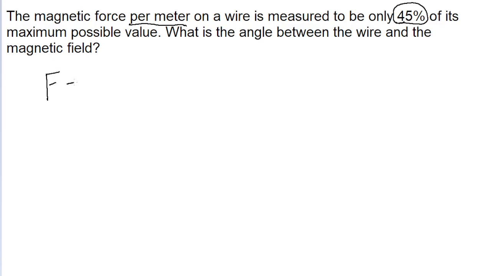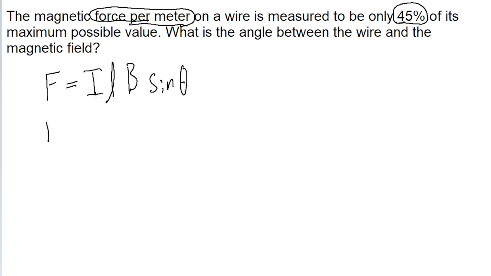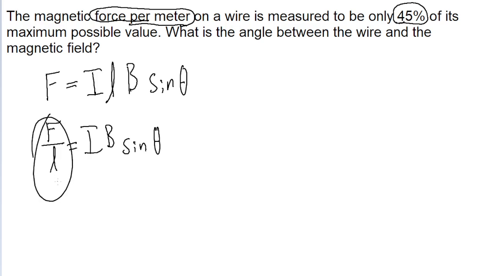First off, recall that the formula for the force on a wire due to a magnetic field is equal to the current through the wire multiplied by the length of the wire times the magnetic field times the sine of the angle between the direction of the current and the magnetic field. Since this problem is more focused on the force per meter rather than the force itself, it's going to be helpful to divide both sides of the equation by this L term. So instead we end up with F over L is equal to current times B times sine of theta. So now we have a formula directly for force per meter on the wire.